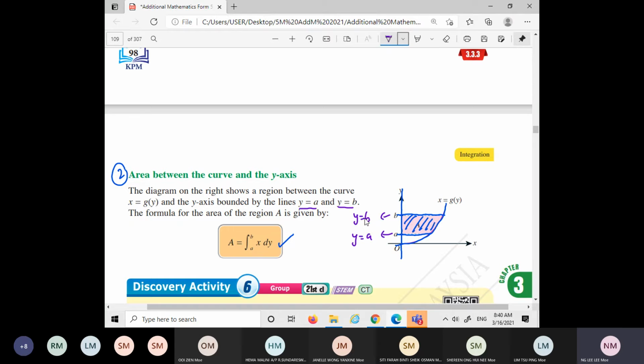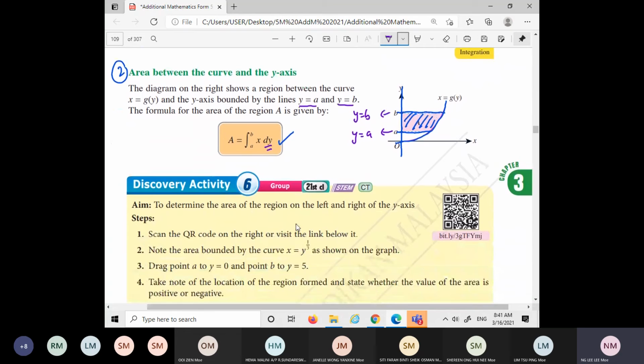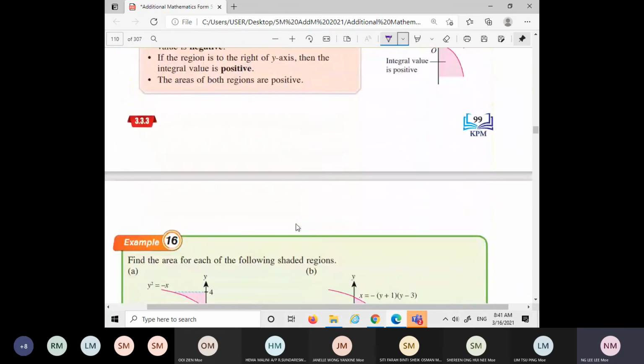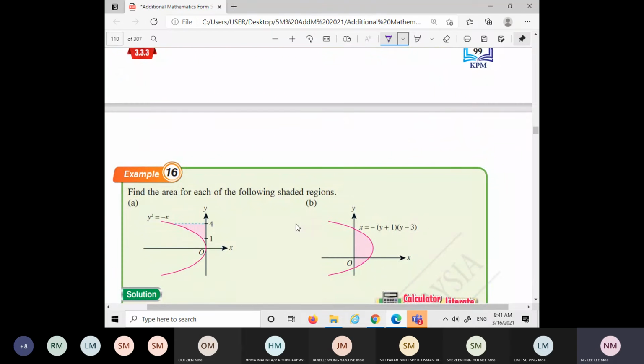Remember, if the two points you take from the y-axis, you see the a and b, you take from the y-axis, here is dy. What dy? x dy. So again, same thing. This one you should write in your notes. Same. This one we skip first. We look at one example first.